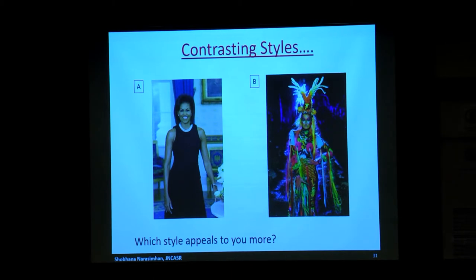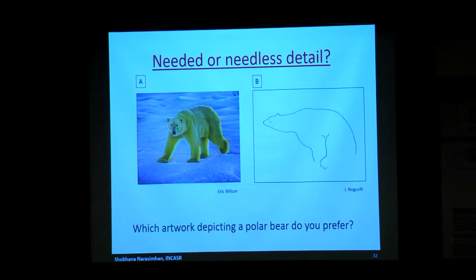Now comes something that's a little different. Here's art. They're both pictures of polar bears. Obviously very different in style. Who likes A better? Who likes B better? Now I see about a 50-50 breakup. So it's clear that as opposed to fashion, when it comes to art, it's much more divided. Some people like the detail and the realism, and some people like it boiled down to its essential concepts.